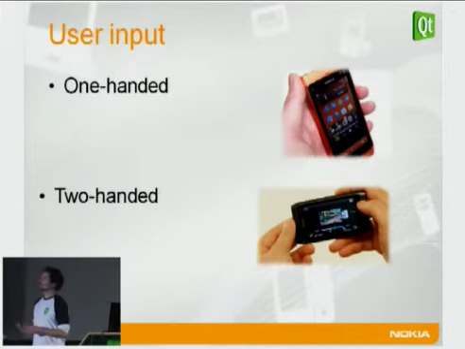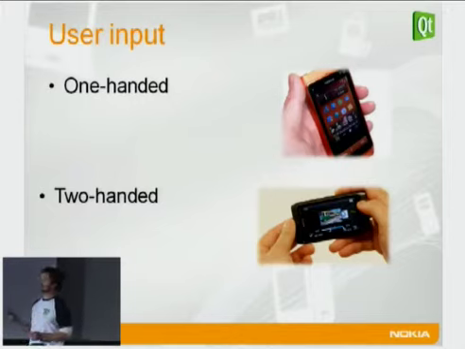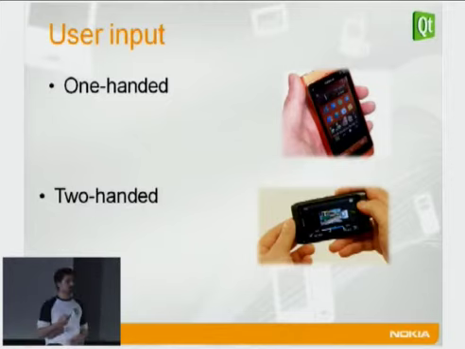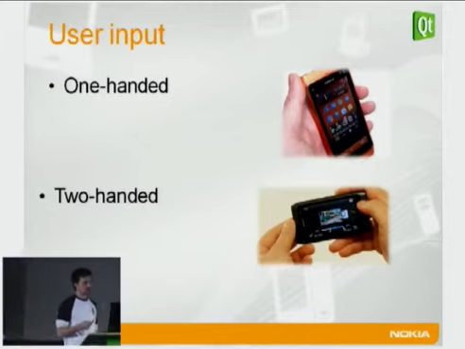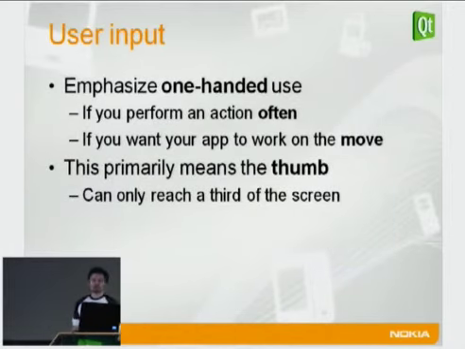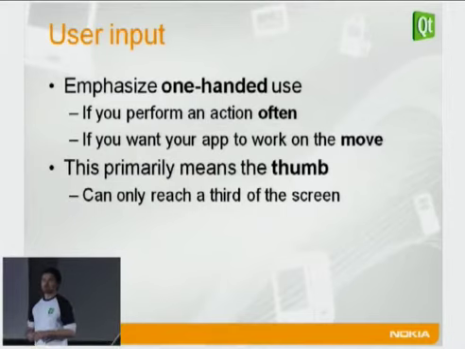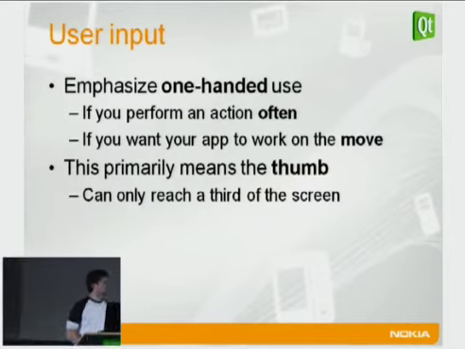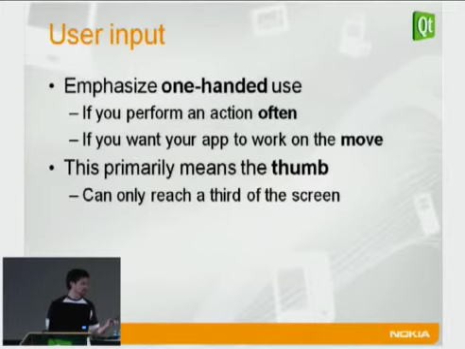Also, when you design a mobile app, you tend to design it both for one-handed operation and for two-handed operation. And you use them in slightly different contexts. Emphasize the one-handed use if you want to perform an action often. A typical example of that is a phone making a phone call. I can make a phone call in two clicks using this phone, and it's immediately accessible to me just through the use of my thumb.